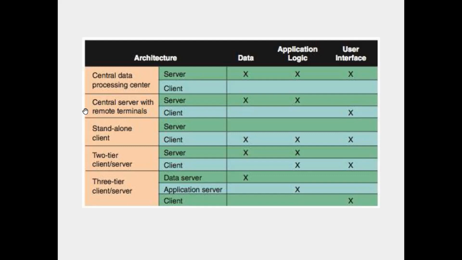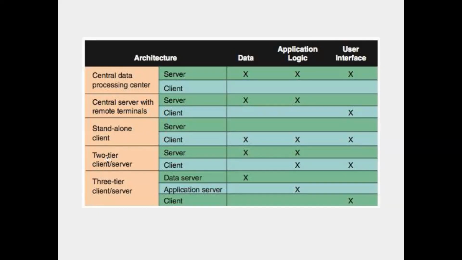Then the second one is you can have a central server with remote terminals. When you say remote terminal, what it means is the user interface is on the client side, but the data and the application logic could be on the server side. Third one, you can have standalone clients. Standalone client means everything will be on the client side. Your data, your application logic, and user interface, everything. If everything is on the client side, we normally call it a standalone client.